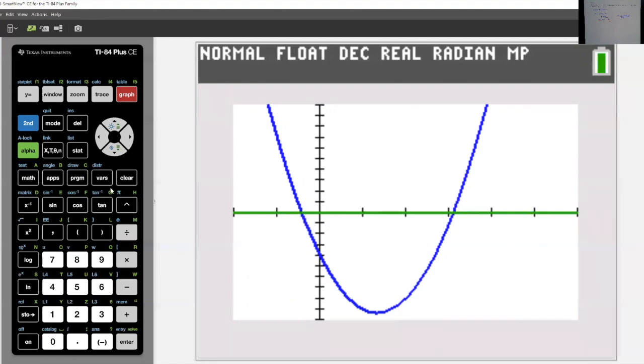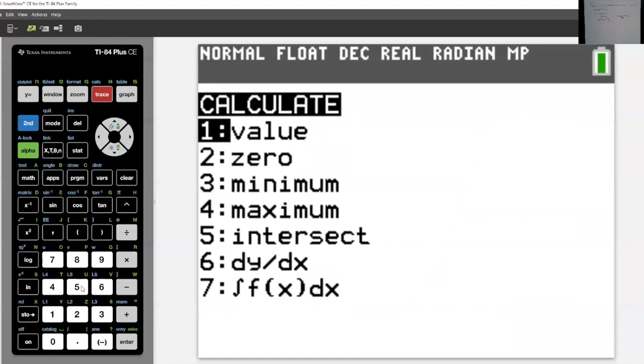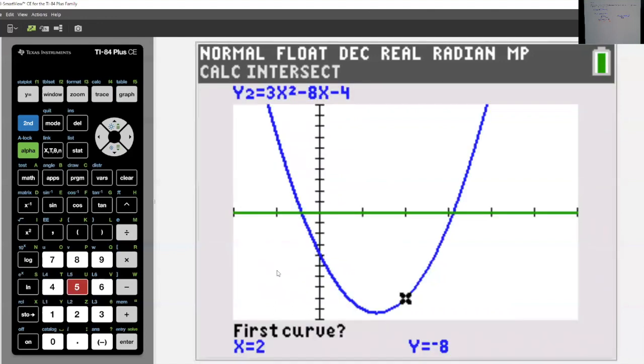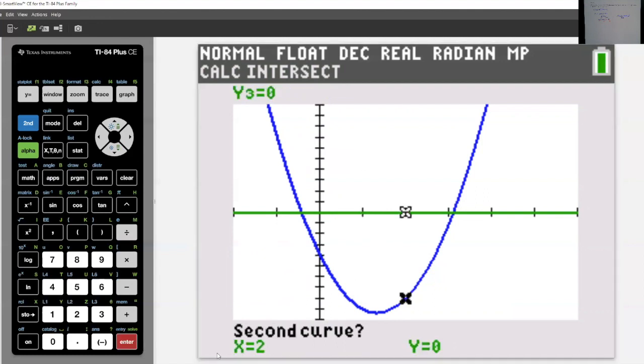The way I'm going to do that is I'm going to access my calc feature. So I'm going to press second and then trace, and then select number 5, intersection. You've got to tell the calculator what two curves you want to find. So the first curve is the parabola. You can look up here. I'm going to press enter. And the second curve is my horizontal line. Press enter. And then for the guess, I just need to get close to the one I want to find. I want to find the one on the left first. I want to work my way from left to right, and I would really encourage you to do it that way, because then you're going from smallest to largest. So I'm going to press enter.